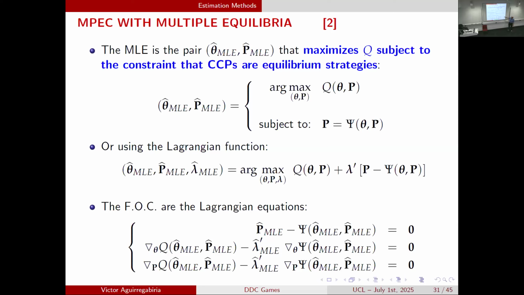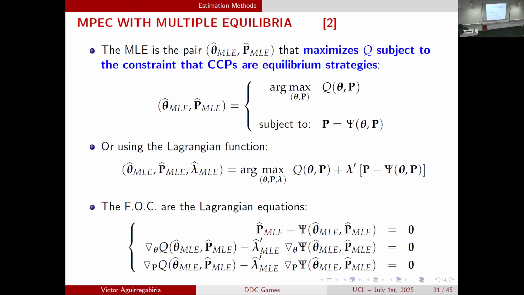The first order conditions of optimality of this Lagrange problem are that these choice probabilities and structural parameters should satisfy the equilibrium condition, and then this Lagrangian should be optimized with respect to theta, and importantly, this Lagrangian should be optimized with respect to P, okay? Then what the MPEC does is an algorithm basically to obtain a root, to obtain the values of theta, P, and lambda that solve these Lagrange conditions, okay?